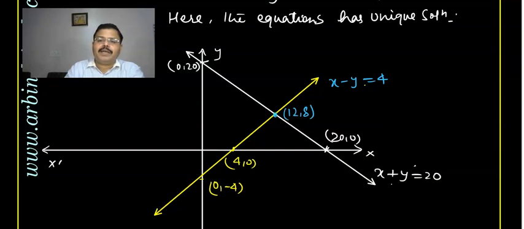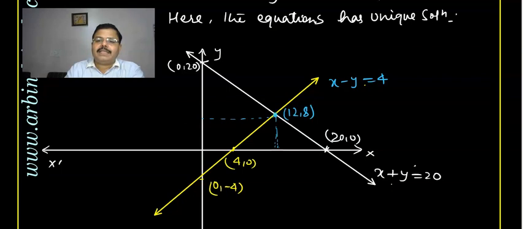From the graph you can calculate it. That will definitely be 8, and this will definitely be 12. So 12 comma 8 will be the point if you plot from the graph. So that will come 12 comma 8. So there will be graphical solutions as well.